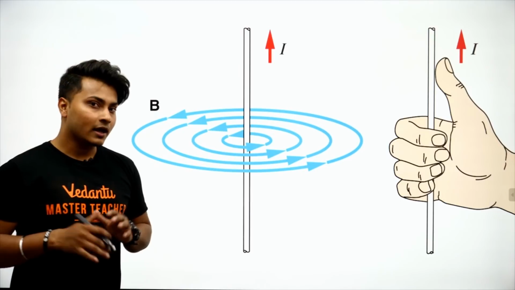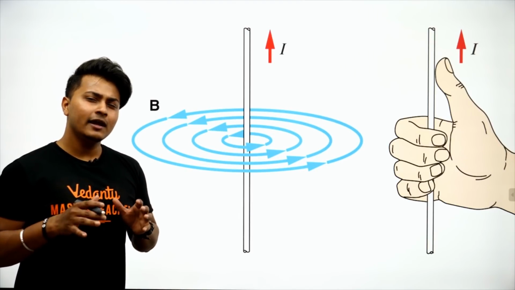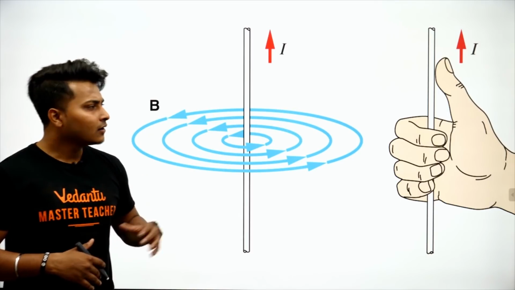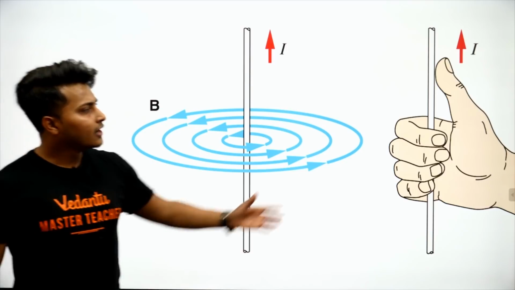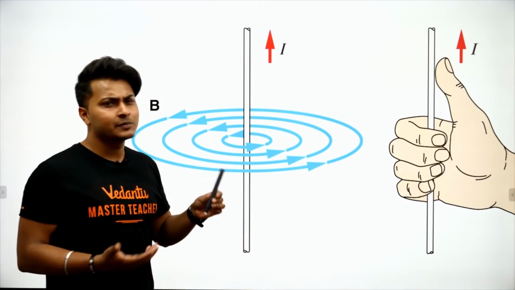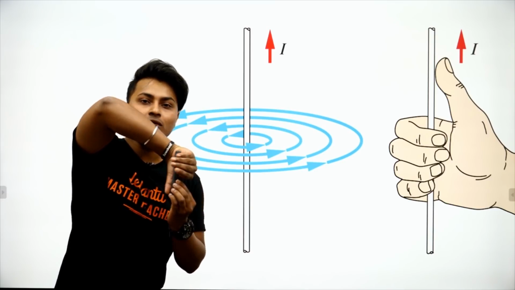Okay. Now, guys, a very important question. The question is, can it be considered as a magnet? Obviously, before we go on to that, I truly believe you must have understood, if the current is going downward, it's pretty simple. I'll keep my thumb downwards, and obviously the magnetic field will be rotating the other way.